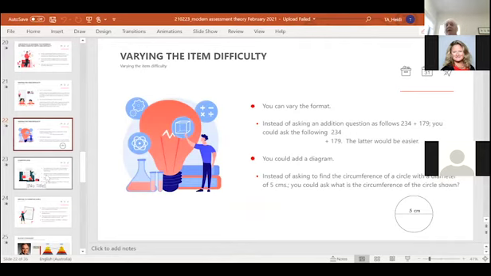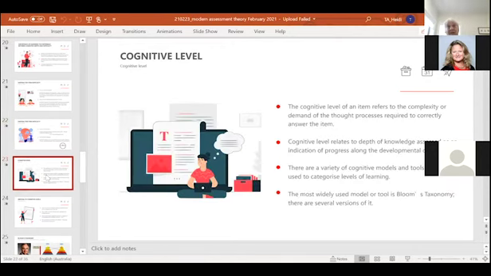If you change a math question and go from 234 plus 179 horizontally, you'll find out that'll be harder for children than if you put it over 234 plus 179 on top of each other. You can try it if you want to, but it is harder. But that's not what we're talking about. We're talking about the cognitive level.